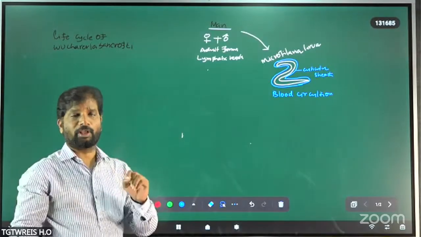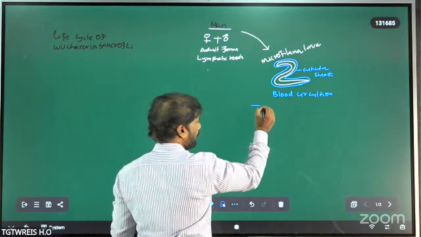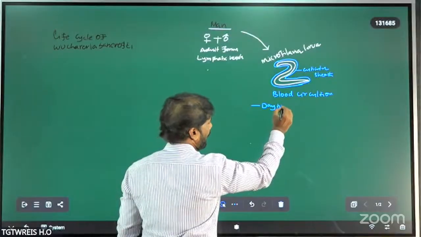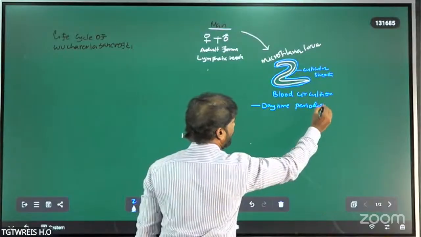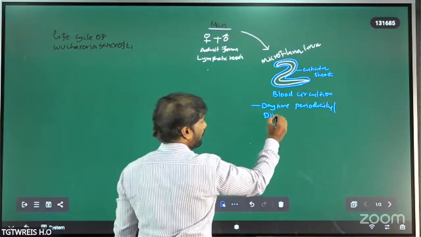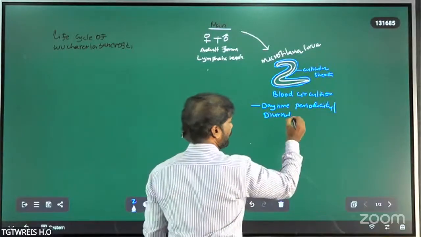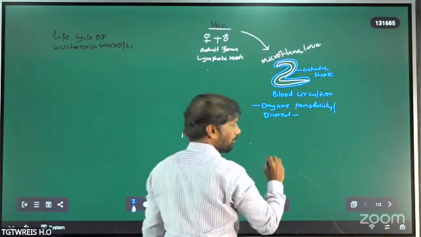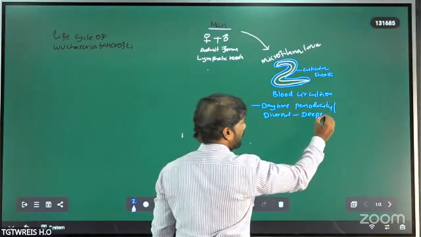And these microfilaria larvae exhibit daytime periodicity, or you can say diurnal periodicity. Okay, diurnal periodicity or daytime periodicity. So during the daytime, these are present in the deeper blood vessels.